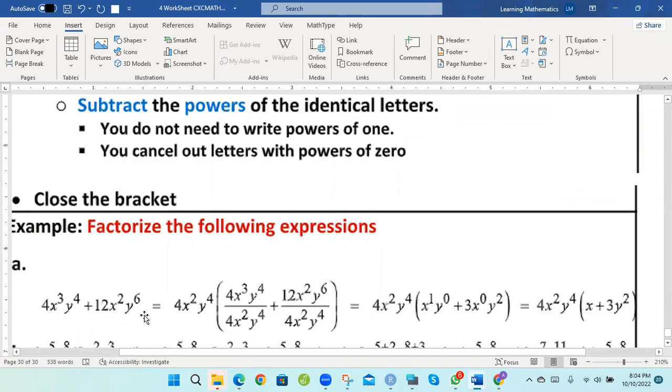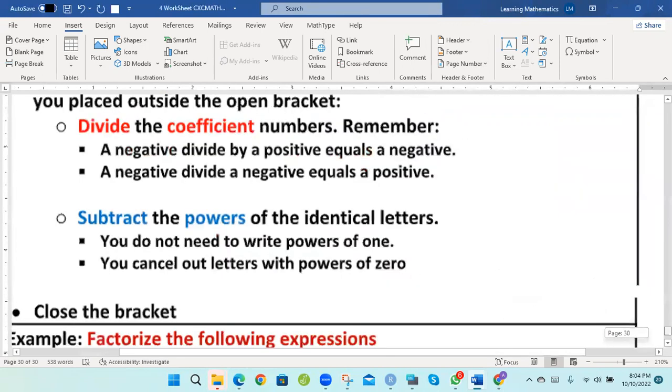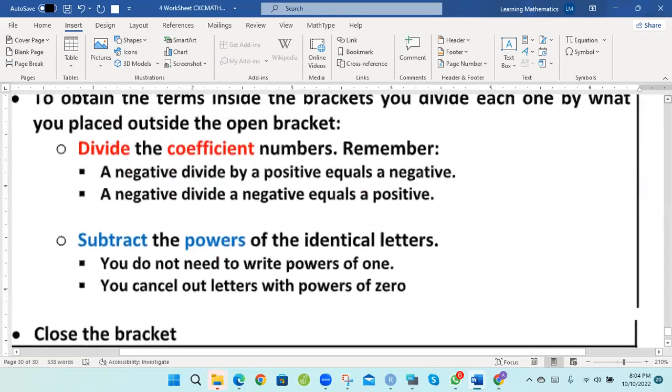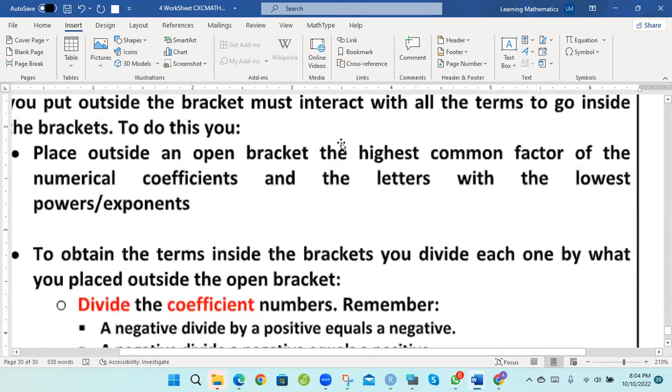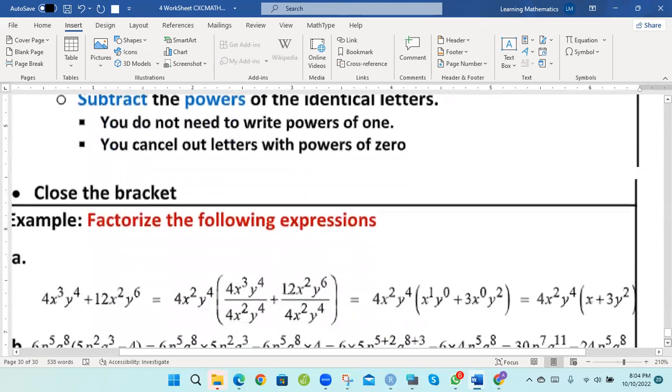So maintain that rule. Let's go back to it again. The highest common factor of the coefficients, that's the numbers that are multiplying, and the common letter with the lowest power, or the lowest common letter. And then when you put that outside of the bracket, you divide it into both of them so that you can know what comes into the bracket. Very good question for revision.